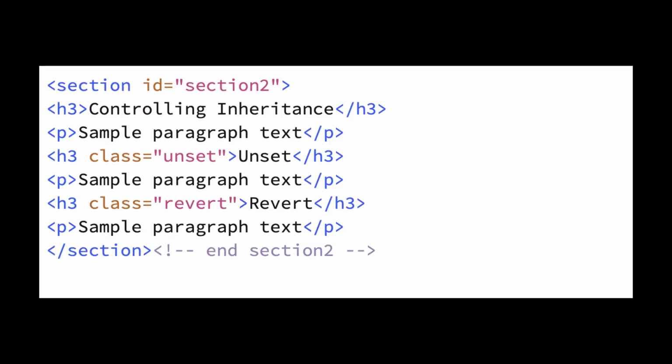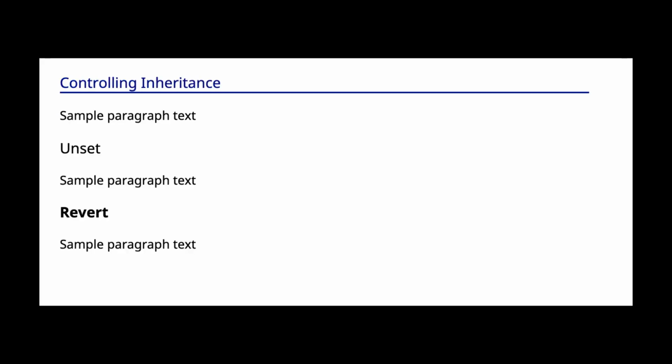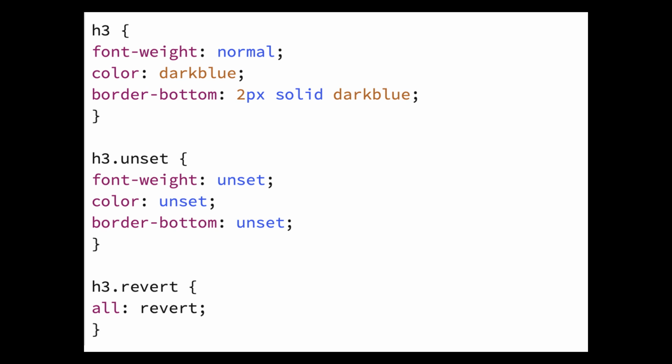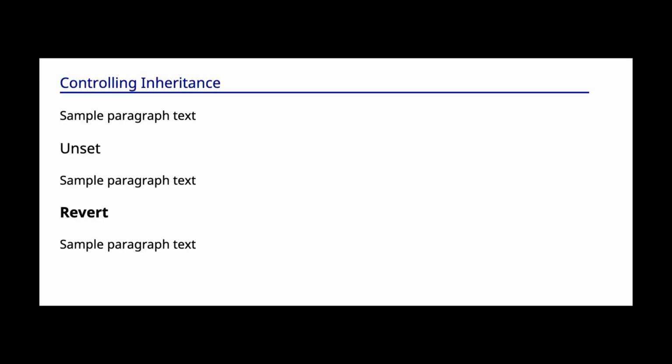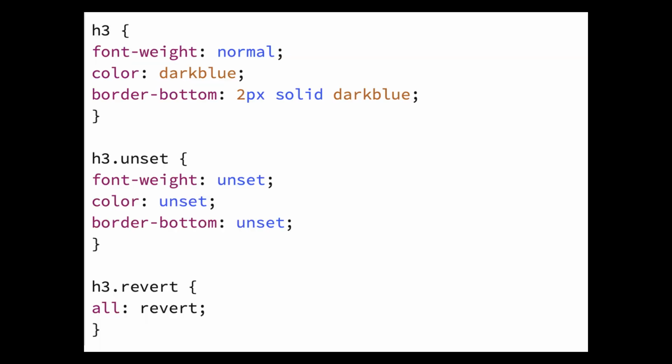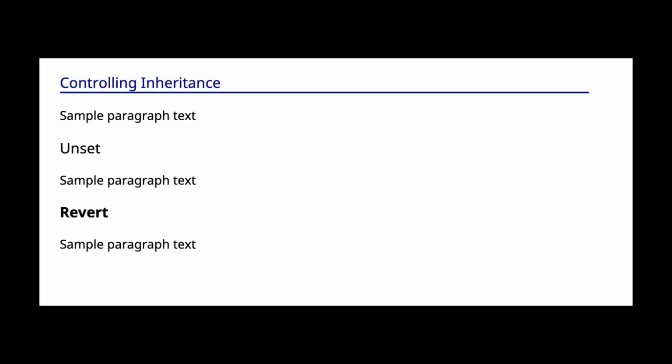In the next example, we are showing you how unset and revert act differently. As we have stated, we have added a different styling to our H3 element. It is of normal weight with a dark blue color and a dark blue underline. When we apply the value of unset to the font weight, color, border bottom, the result is that the heading is now black without an underline. In contrast, when we apply revert, the heading is a bold weight, black, and has no underline.